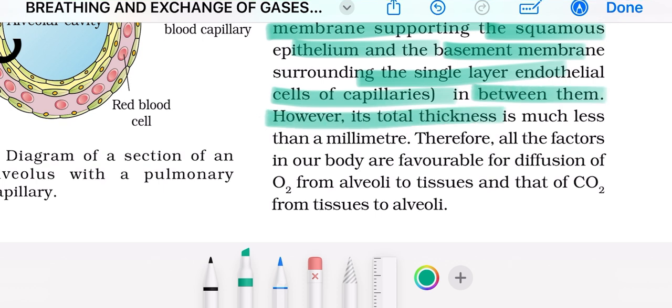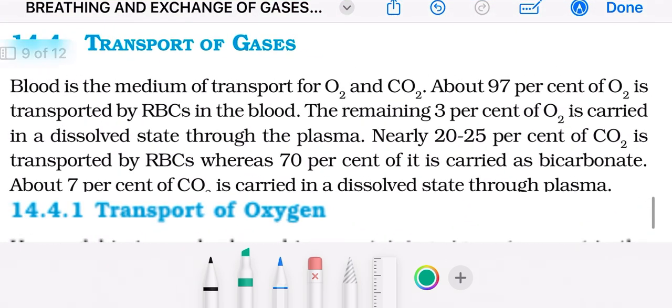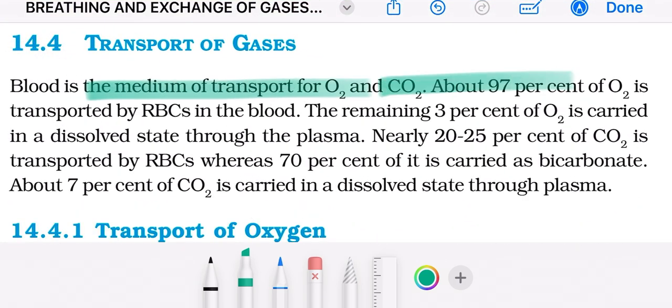However, its total thickness is much less than a millimeter. Therefore, all the factors in our body are favorable for diffusion of oxygen from alveoli to tissue and that of carbon dioxide from tissues to alveoli. Transport of gases. Blood is the medium of transport of oxygen and carbon dioxide.